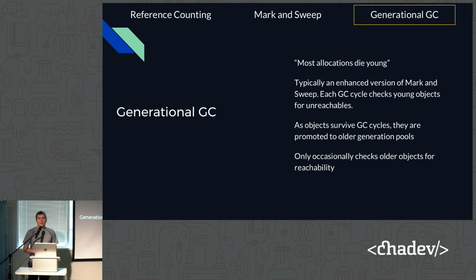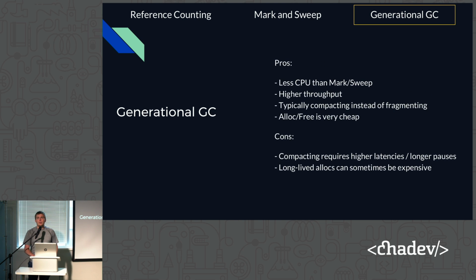Generational GC is built around the concept that most allocations die young. Because of this, they typically are just an enhanced mark and sweep GC. They just check newly created objects more often for whether they're reachable or not. As objects survive more GC cycles, though, they are promoted to older generation pools, which allows them to be checked for reachability only occasionally rather than every single time. This allows you to spend less processor time and get higher GC throughput.